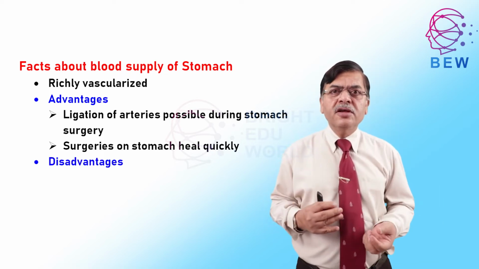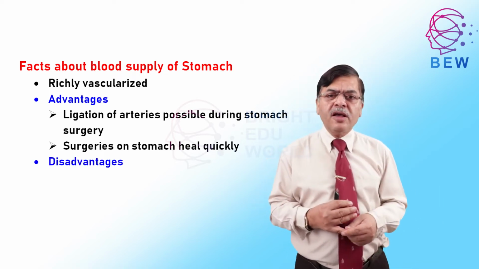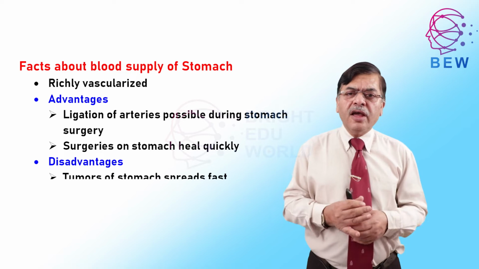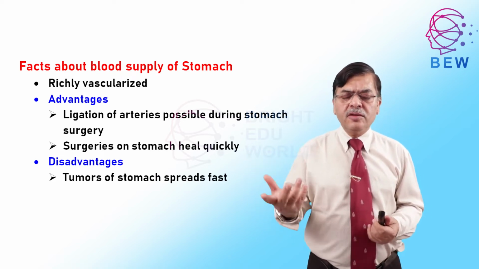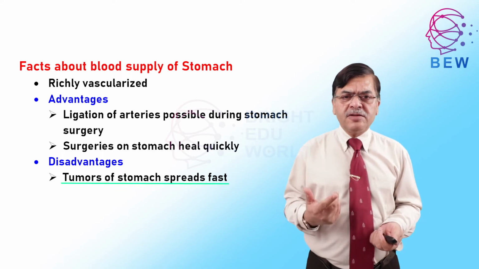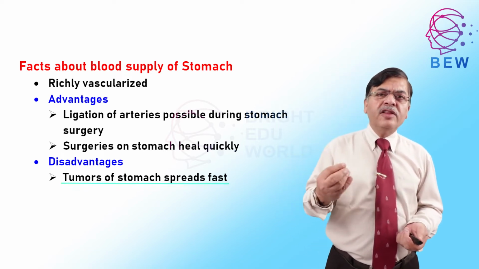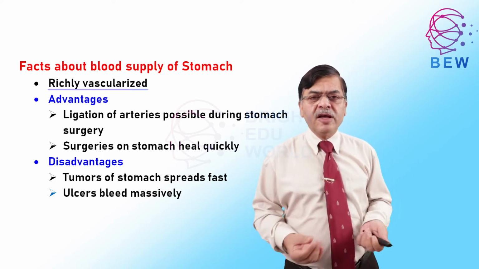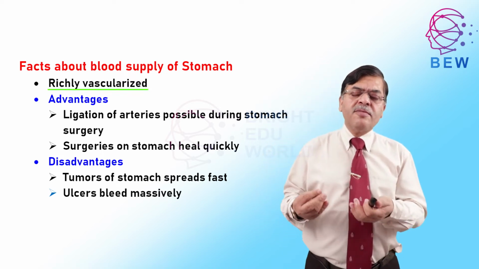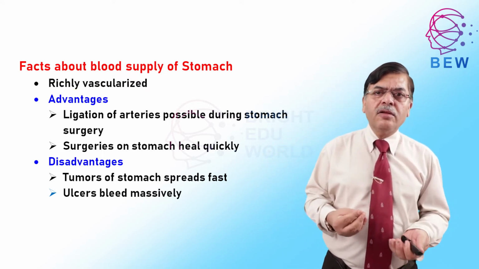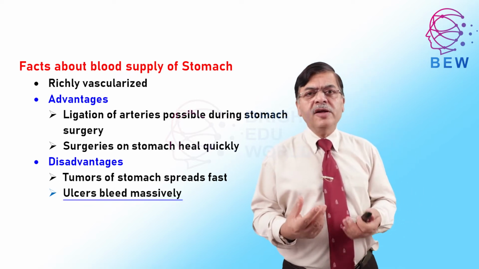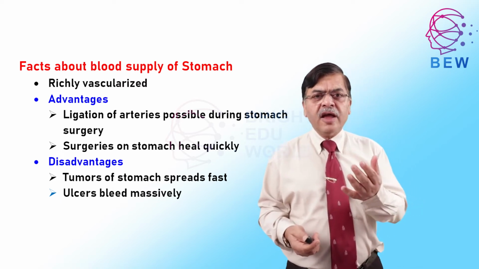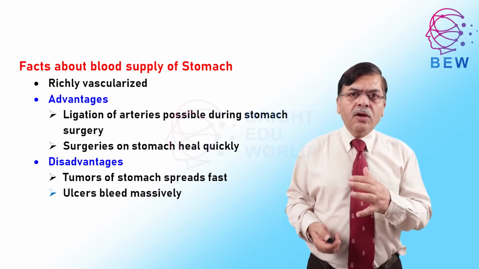The problem with this highly vascular supply of the stomach is that since it has got good blood supply and good venous drainage, any tumor spreads fast because they generally spread by blood. And secondly, if there is an ulcer or some bleeding point in the stomach, it bleeds massively because the blood supply is very good. So if there is a bleeding ulcer or some lesion in the stomach which is bleeding, it bleeds a lot. So there are advantages and disadvantages of having this good blood supply.